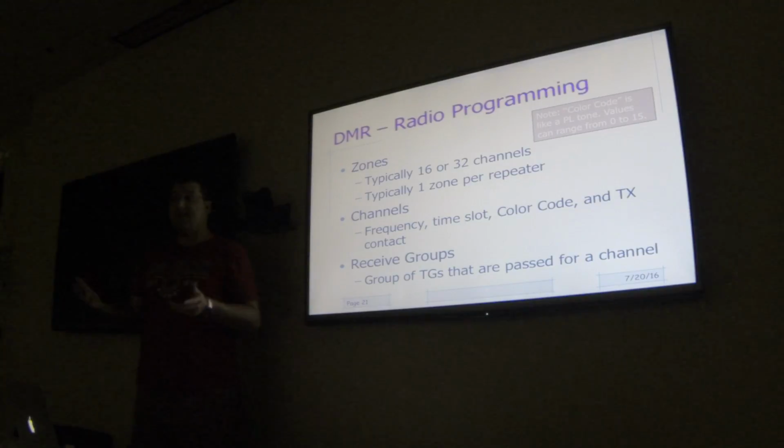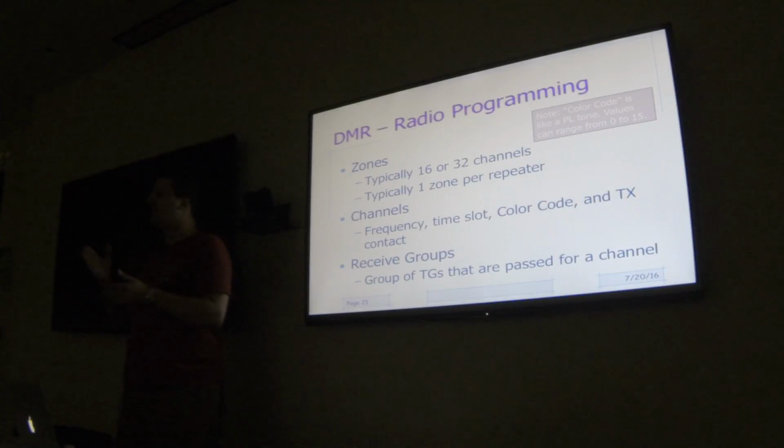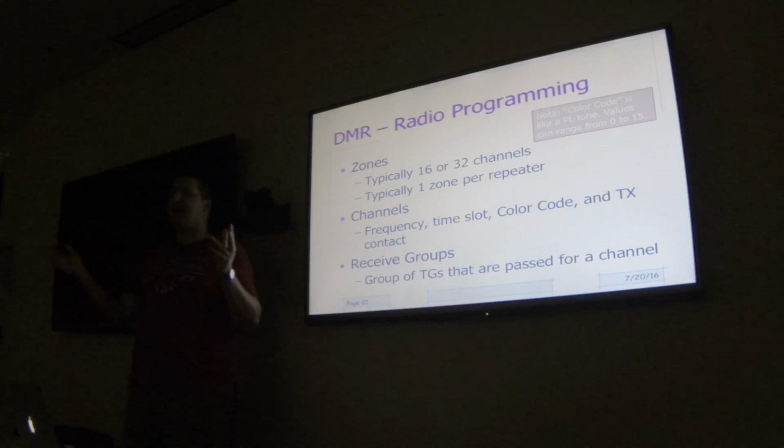The next one is going to be receive groups. Receive groups are sort of the ability for you to come in and say, I want to listen to 5 or 6 talk groups at a time on a given channel. And you can set this up instead of scanning your radio, which might take a little bit of time between each one. I can just pass all sorts of them.